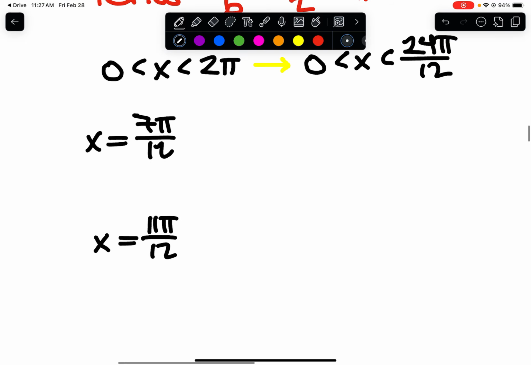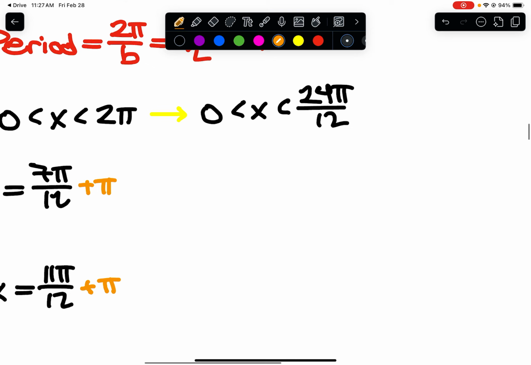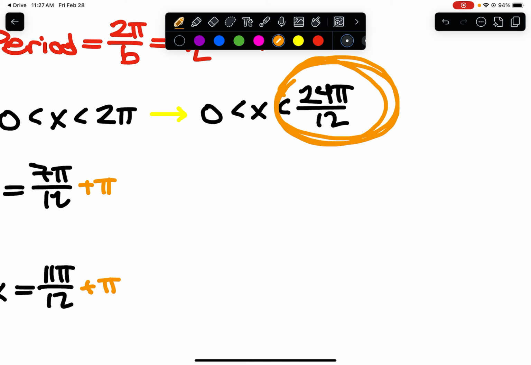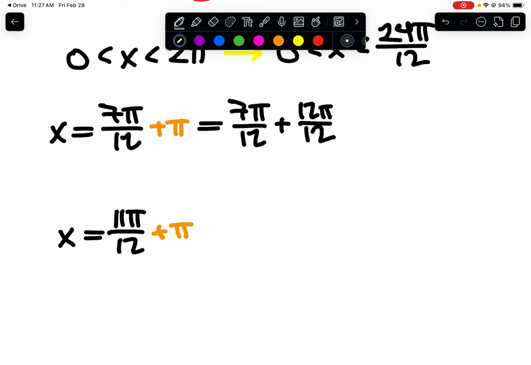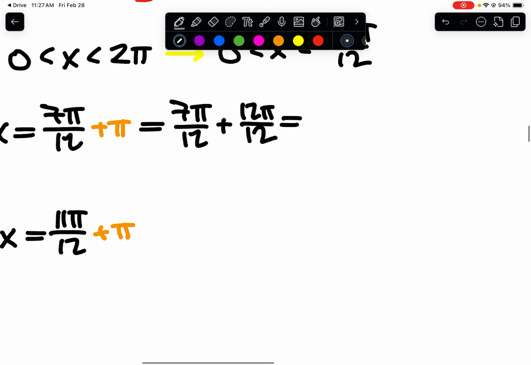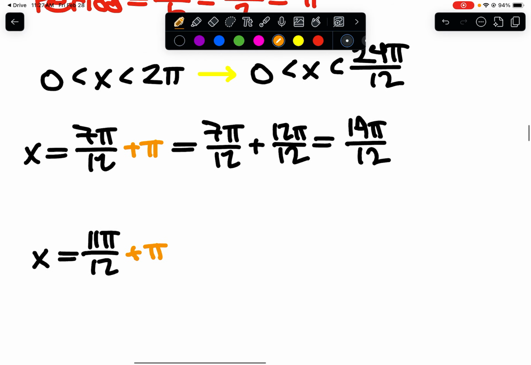And we need to actually add the period to both of these until we get up to 24 pi over 12, because we're potentially going to have more solutions than just these two because of the period. So this is going to change into 7 pi over 12 plus 12 pi over 12, which means I'm also going to have 19 pi over 12 as a solution, because that is within the interval. So I know I'm going to have 7 pi over 12, and I know I'm going to have 19 pi over 12.